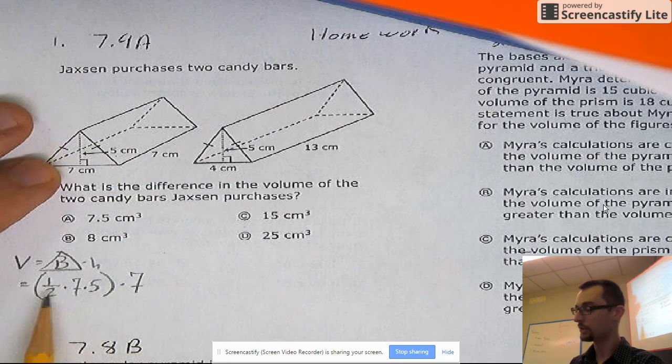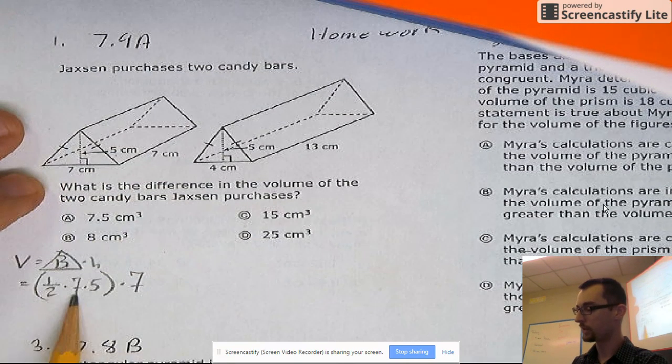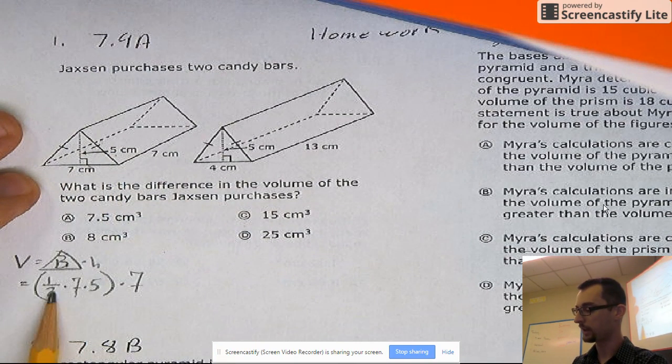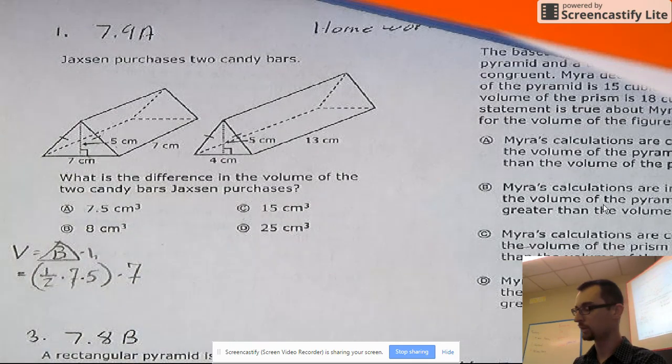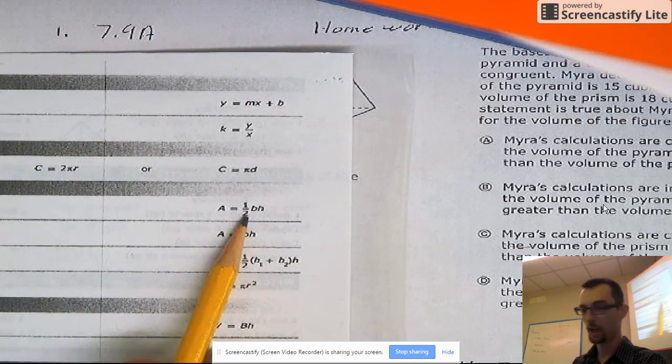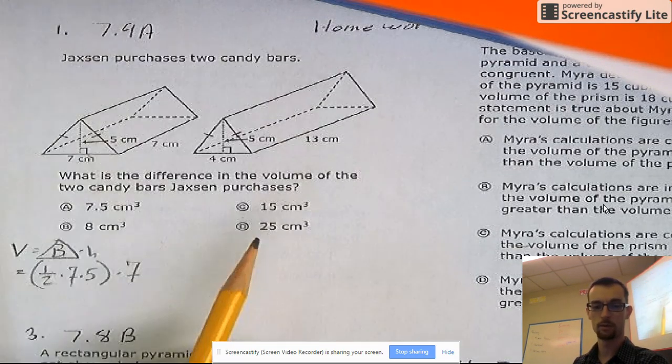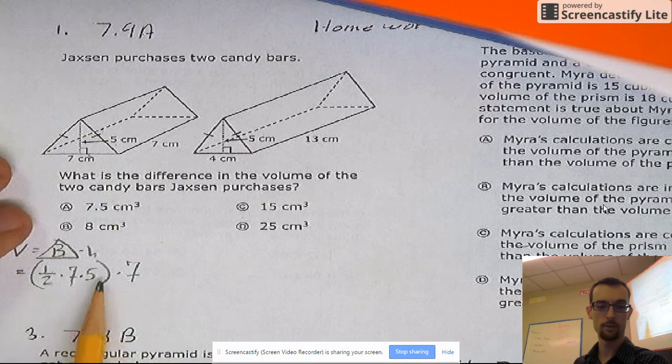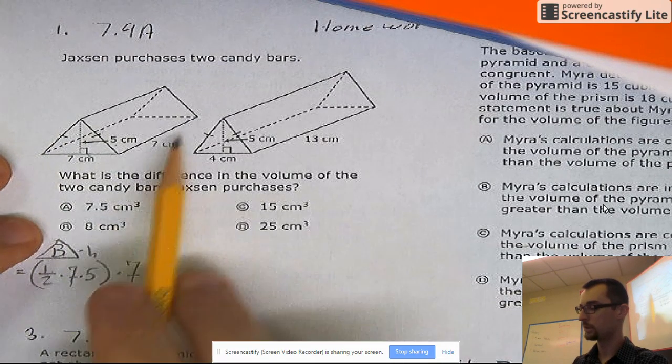You see that? Our triangle measures 7 by 5, so I put that in. It's 1/2 of that because it's a triangle, right? The area of a triangle is 1/2 base times height, right?